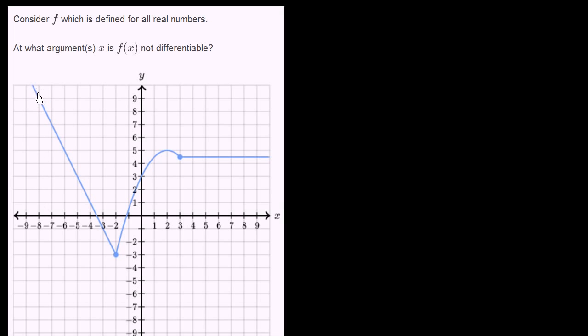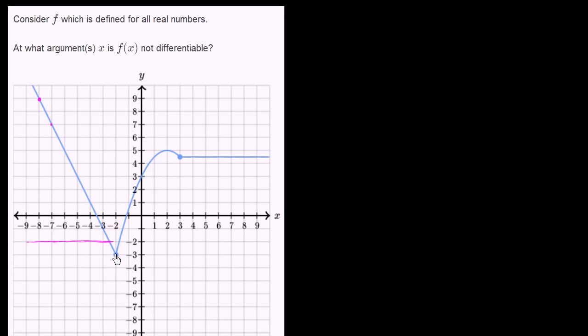So if we look at f of x right over here, it looks like its slope is pretty much consistently -2 over this interval between x equals, I guess it's like -8.5, all the way up to x equals -2. It looks like the slope is a constant -2. So if I were to draw its derivative, it would look something like this. But then something interesting happens at x equals -2.